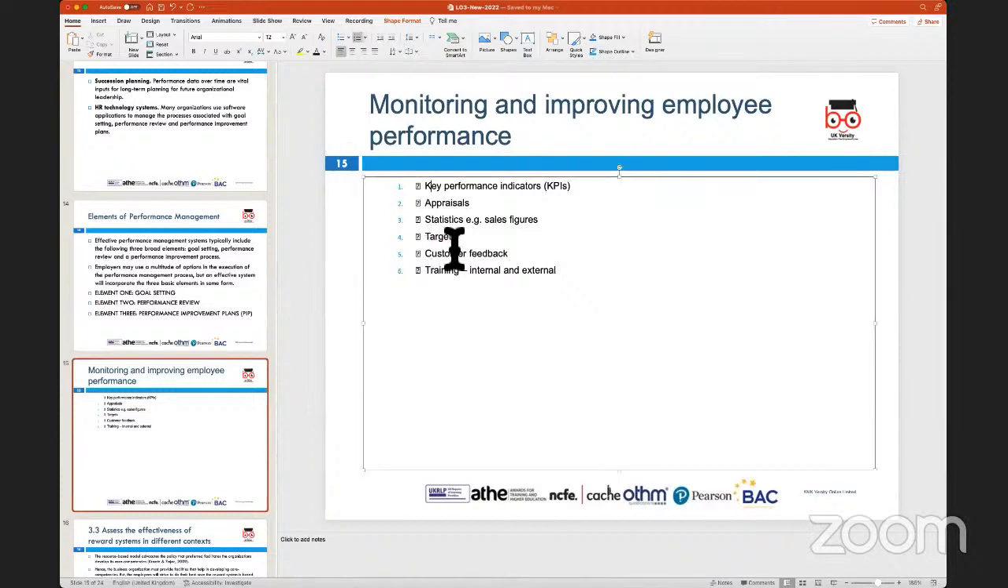So, for example, we could have KPIs, key performance indicators. We could have appraisals. There could be comparisons to previous years' achievements and targets which have been done.